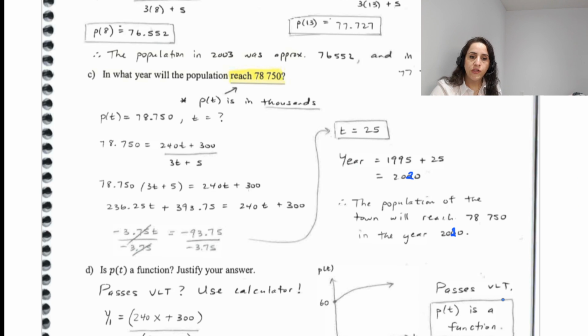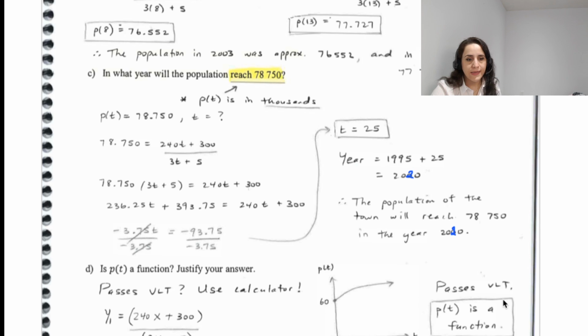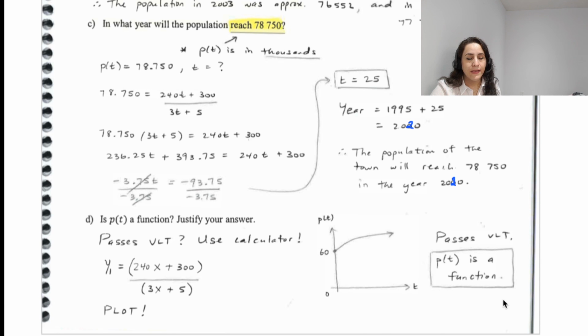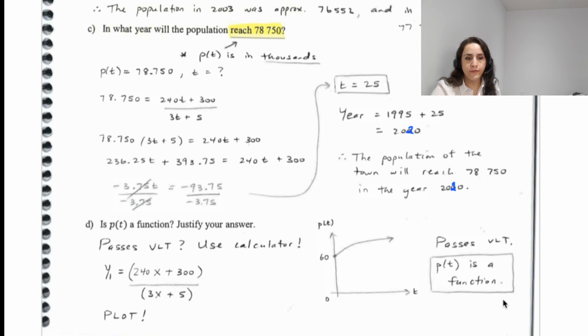Then the population at that time will reach 78,750 at the year 2020, like this year. Now, part D is asking, is P of t a function? Justify your answer.